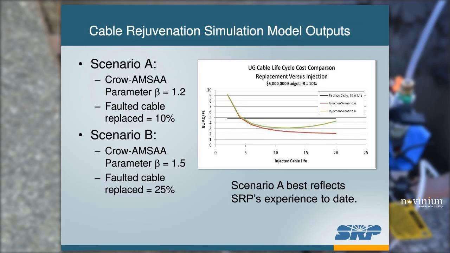For our replaced cable, that's constant over 30 years. So that's our black line. So now we're going to run 2 scenarios. We're going to look at our faulting in terms of using a beta of 1.2 and replacing 10% of that faulted cable, versus another scenario where we have a slightly higher fault rate, 1.5, and we're going to replace now 25% of that cable.